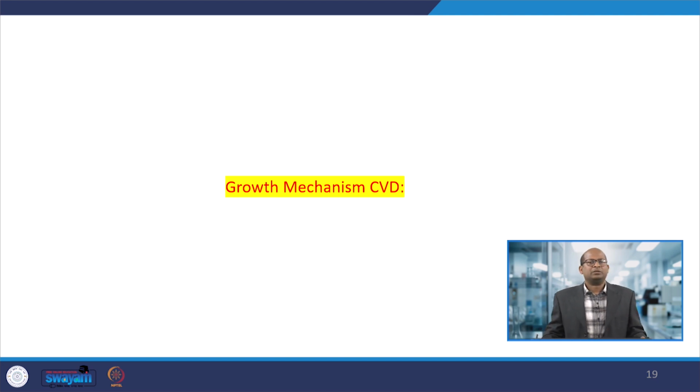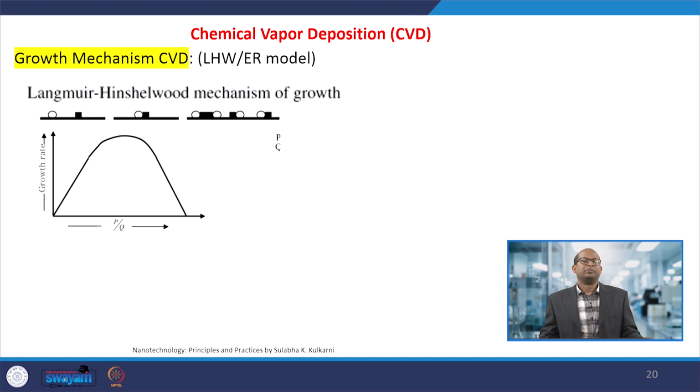Next we will discuss the growth mechanisms. There are various types of growth mechanisms. When the substrate and the reactants come in contact, there is a reaction and then film formation, meaning CVD growth of carbon nanotubes, nanomaterials, or nanolayers. We can describe the growth mechanisms using the Langmuir-Hinshelwood type of mechanism.